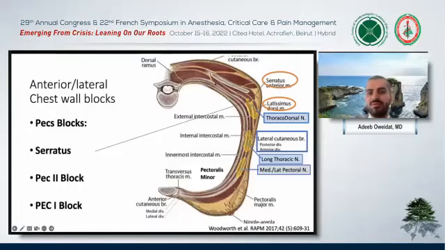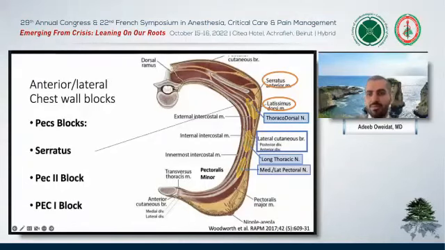And then we have the ventral rami, which continue to go more anteriorly. Laterally here, it will give off the lateral cutaneous branch of the intercostal nerve. And as it goes more and more anteriorly, it pierces the transverse thoracic muscle anteriorly here to give off the anterior cutaneous branches. So lateral chest wall incisions can be covered by all these types of blocks.